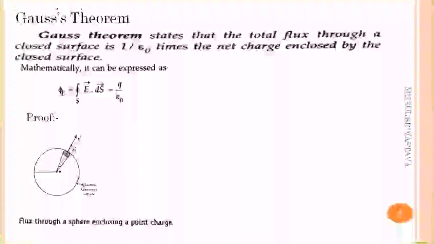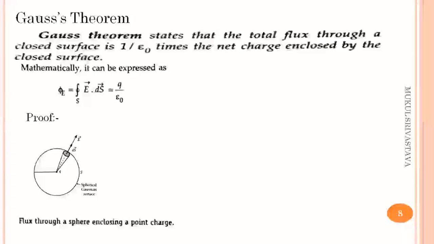Now we are going to define the Gauss theorem here. The Gauss theorem is defined as: the total flux through any closed surface is 1 upon epsilon naught times the net charge enclosed by that closed surface. In that case, the electric flux is given by phi E equals the closed surface integral of E vector dot ds vector, and that equals q upon epsilon naught. This is the Gauss theorem. Now we are going to consider a point charge q.